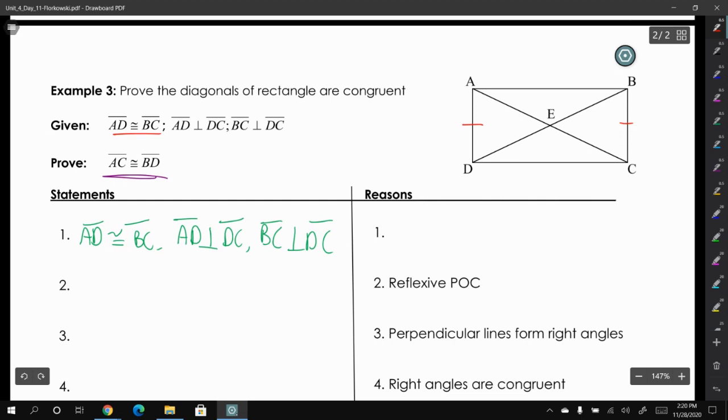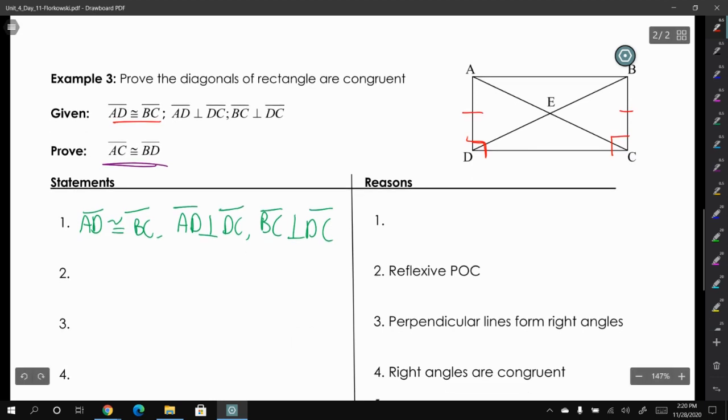And we have AD is perpendicular to DC. So that means there's a right angle here because here's AD and here's DC. So we have a right angle there. And we also have BC is perpendicular to DC, so we have a right angle there as well. So now, let's write down given.